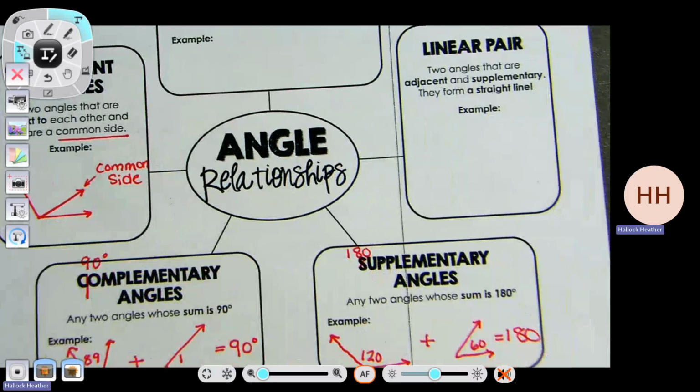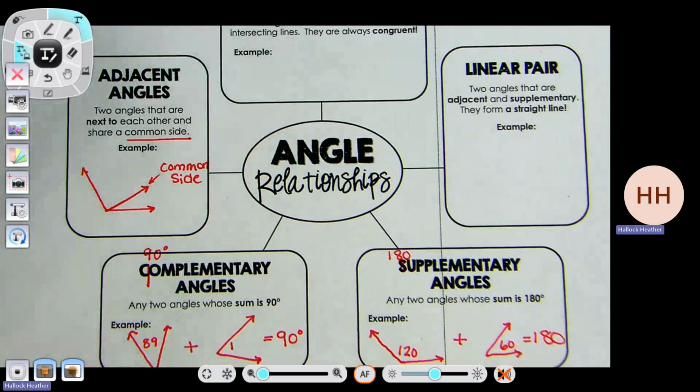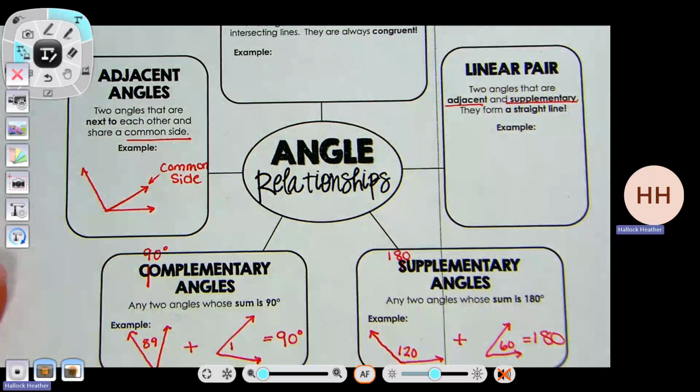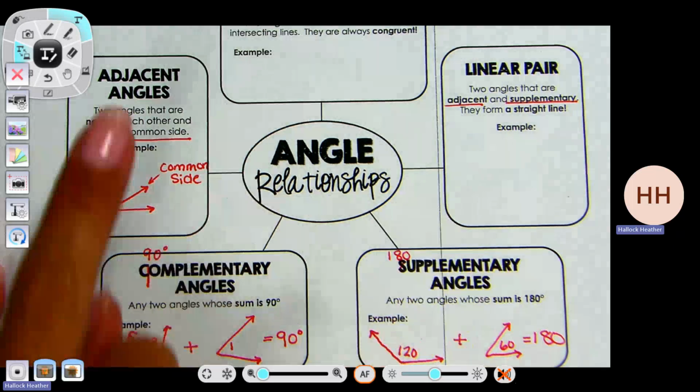Let's talk about a linear pair. Linear pair technically is two vocabulary words stuck together. It is adjacent and supplementary together. So if I think about this, they have to be supplementary. They have to add to make 180. They also have to be adjacent.